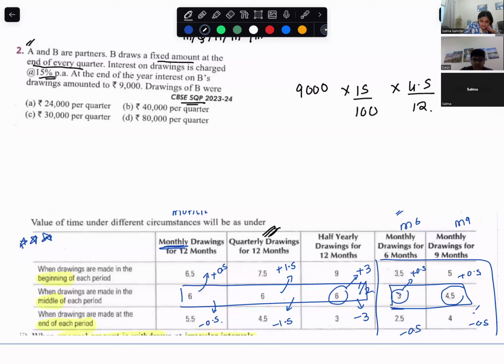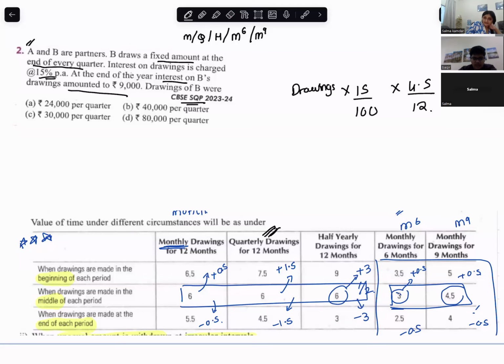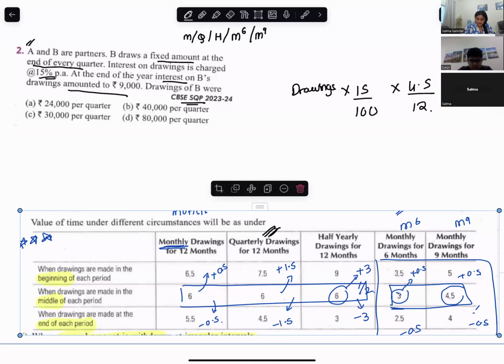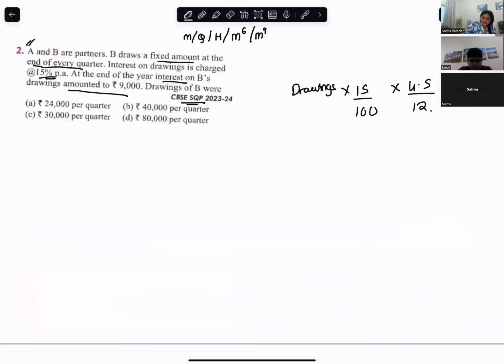At the end of the year, interest on these drawings amounted to 9,000. They are saying that the interest on drawings is amounting to 9,000. So they do not know the drawings. They do not know the drawings and they want you to find the drawings. So we have this formula. Interest on drawings is equal to drawings into 15% into 4.5 by 12. Are you with me?